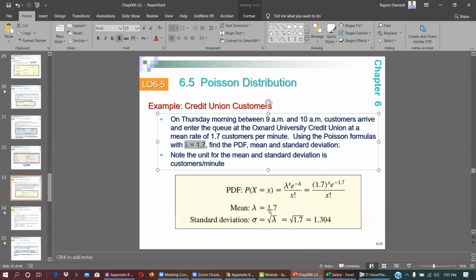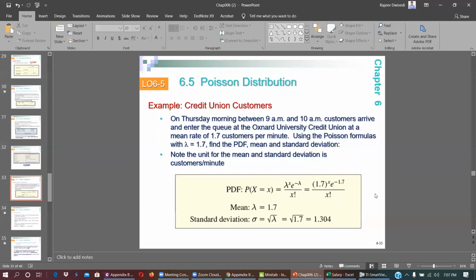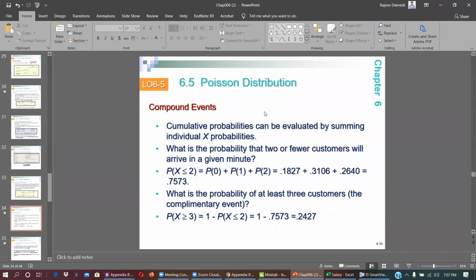Mean is 1.7 because mean is lambda, and what is the square root of 1.7? 1.3, that is the standard deviation. Now it is asking a compound event. What is the probability that 2 or fewer customers will arrive in a given minute? 2 or fewer means it includes 2 and all values less than 2.